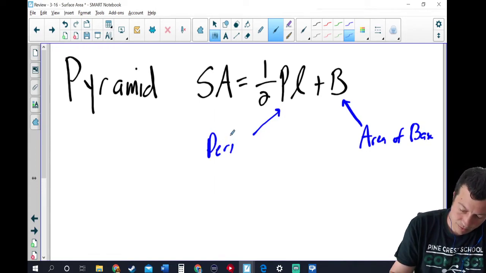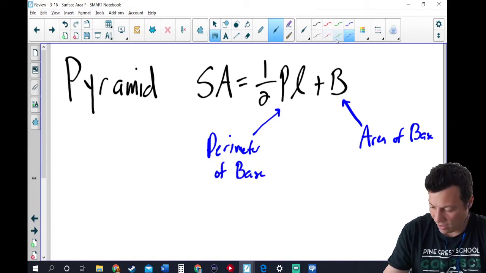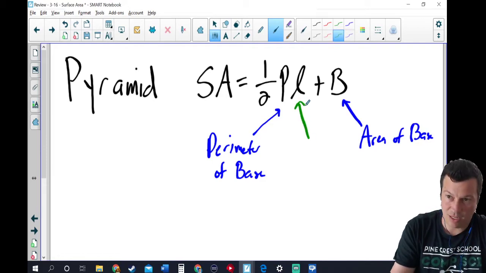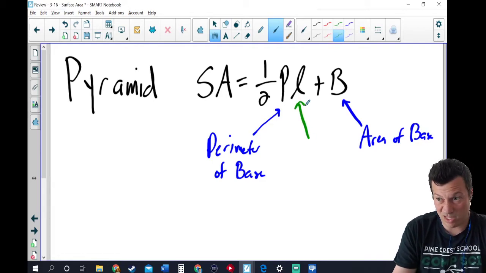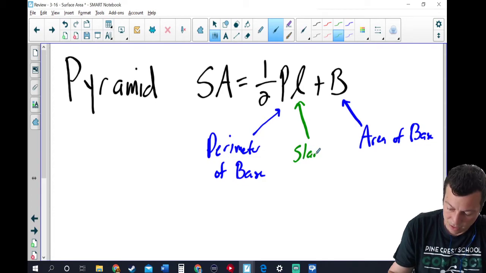I'll still write it in, because why not? All right, the only thing that's unique about this is the L, lateral height, which is slant height. That's what it stands for. And it's the slant height of our pyramid.